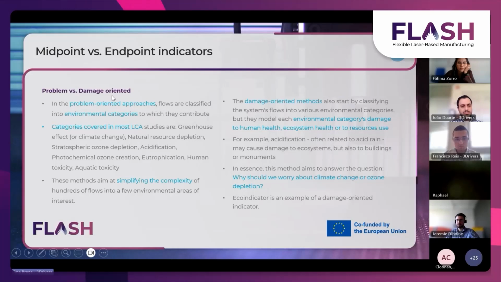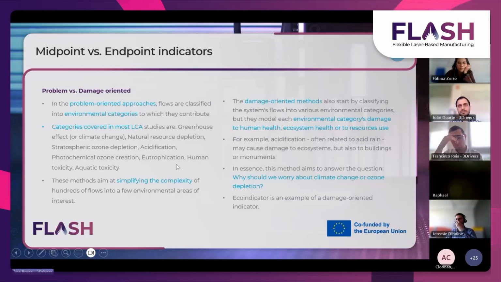So in the problem-oriented approaches, the flows are classified into environmental categories to which they contribute. The categories covered in most life cycle assessment studies are greenhouse or climate change, natural resource depletion, ozone depletion, acidification, and so on. We also have human toxicity or several categories that can be included in environmental ecotoxicity, such as aquatic, marine, terrestrial. The water consumption is also important.